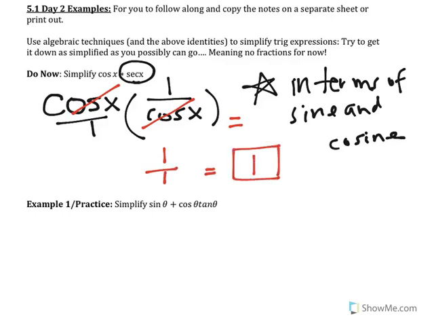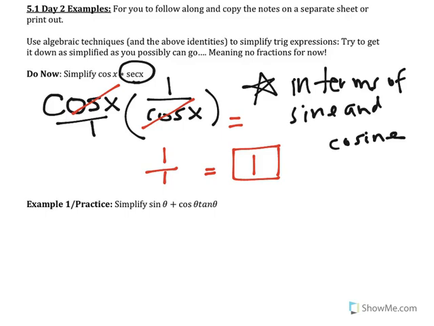And just like yesterday's notes, I have posted these worked out solutions as well. So rather than going through the whole video again, if you just want to look at the notes, you can. So that's our do now for today, getting back into what we're doing. And all of these examples, they say example 1/practice, because we're not really adding anything new today, just a continuation of using those identities and simplifying.